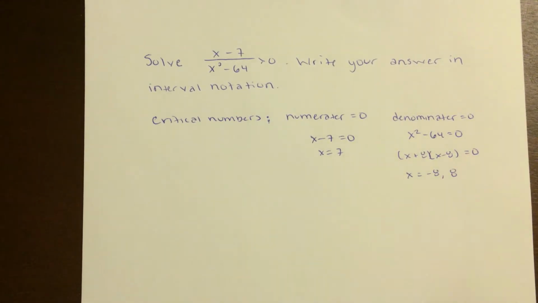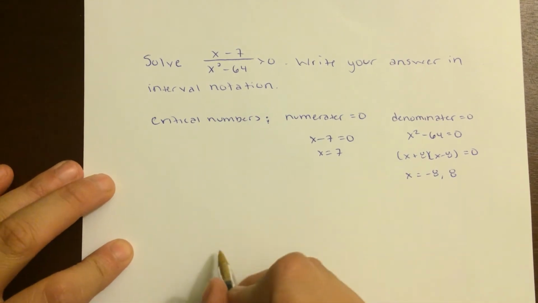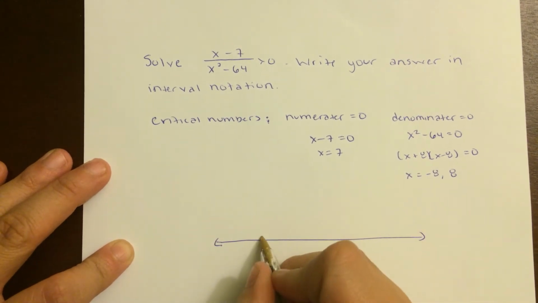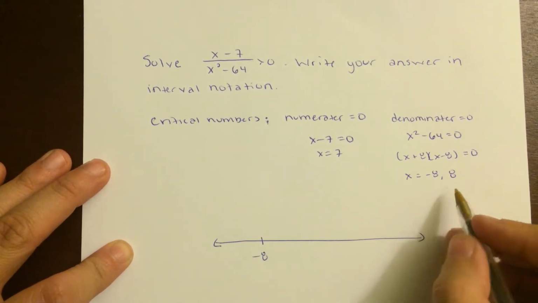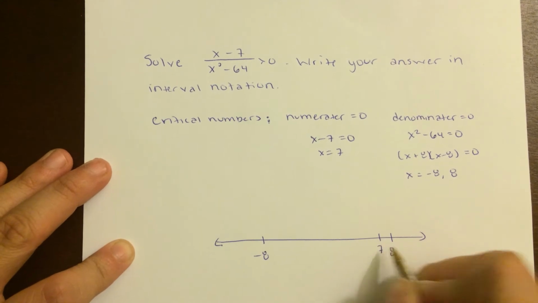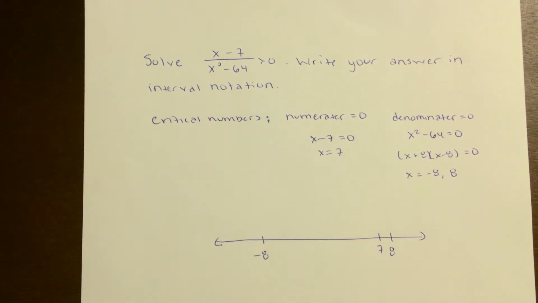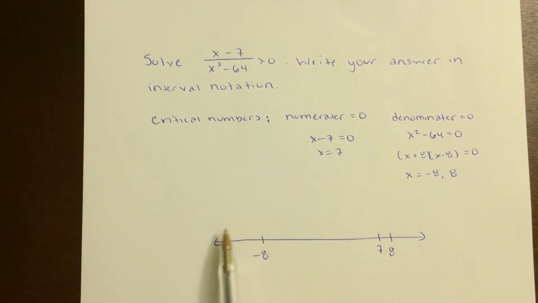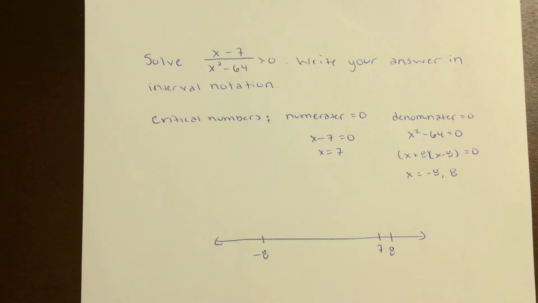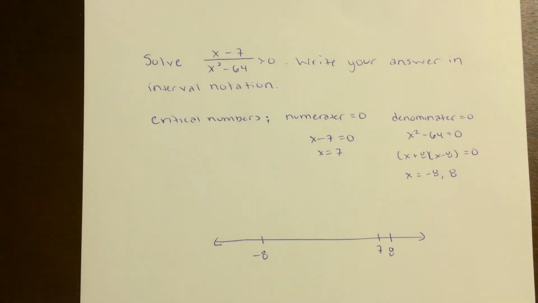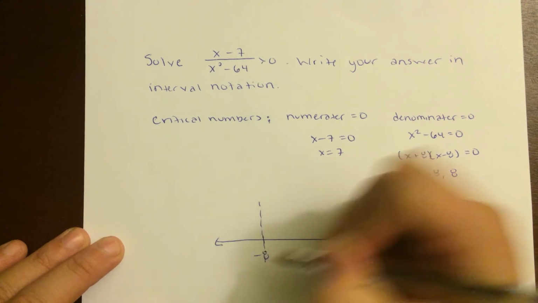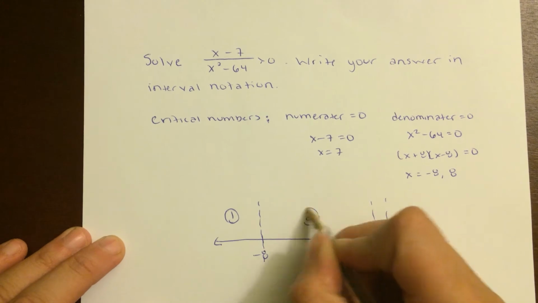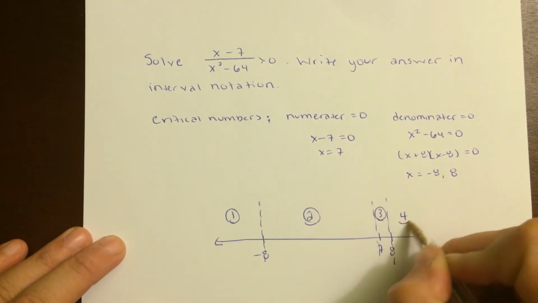Okay, so we're going to think of this on a number line. So we have negative 8 as a critical number, positive 8, and 7. And I apologize for my voice. It's a little bit bad today. Okay, so what we want to do is figure out what values of x between these critical numbers are going to work in the inequality. So I divide this into 4 basic regions. So this is region 1, 2, 3, and 4.